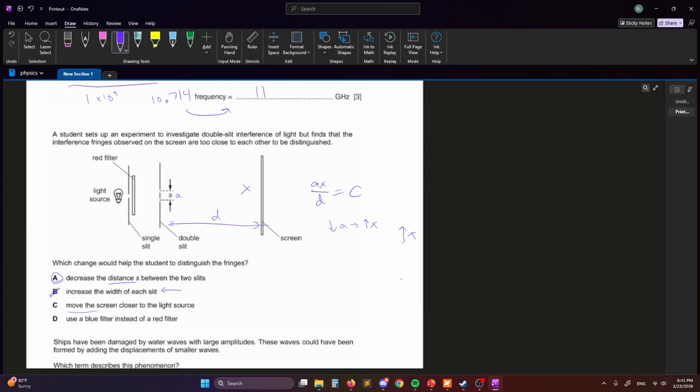Move the screen closer to the light source. So this doesn't necessarily help distinguish the fringes. Simply because if we increase D, right, our denominator X, AX has to increase, but we don't know if our fringe will actually increase. But I'm pretty sure it doesn't because this remains constant, right? Okay, so A times X will increase, but we know that A is constant, right? A is technically a constant.